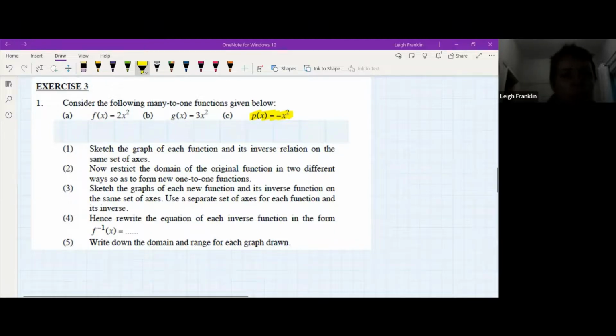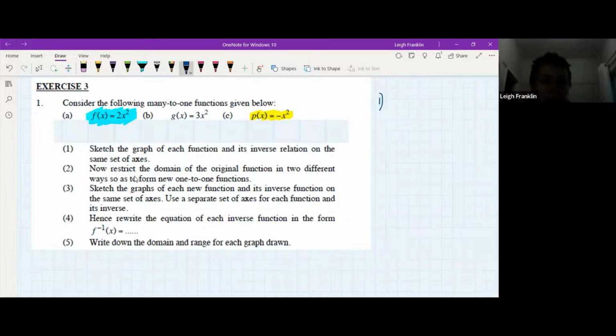The one that I'm going to do with you is this one. Let me just highlight it in turquoise. We're going to have a look at A, the graph f of x equals 2x squared. The first thing they've asked us to do here, let's just change our pen, is sketch the graph of each function and its inverse relations. You see how they use the word relation and not function, on the same set of axes.